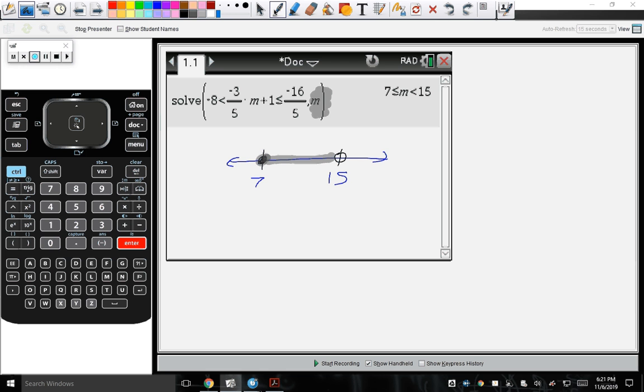Okay? So you could... Before you move on, I just wanted to make sure I can get this in my calculator myself. Okay, go for it.